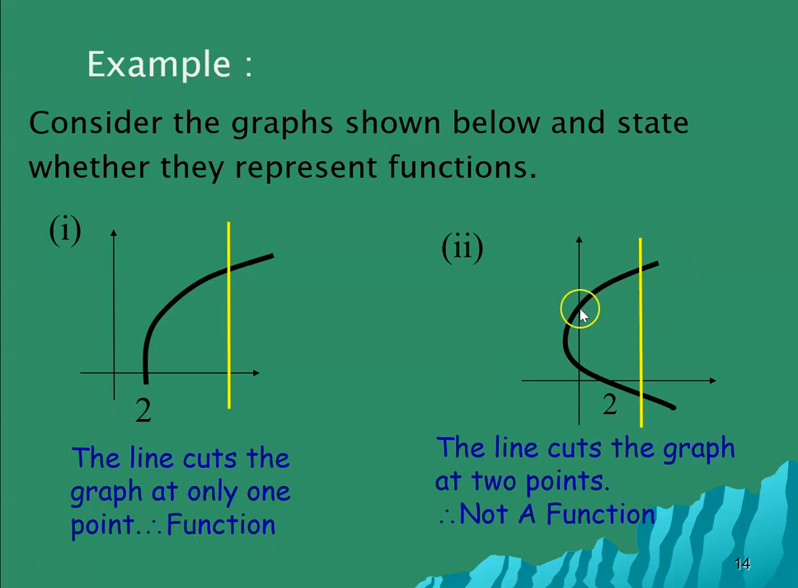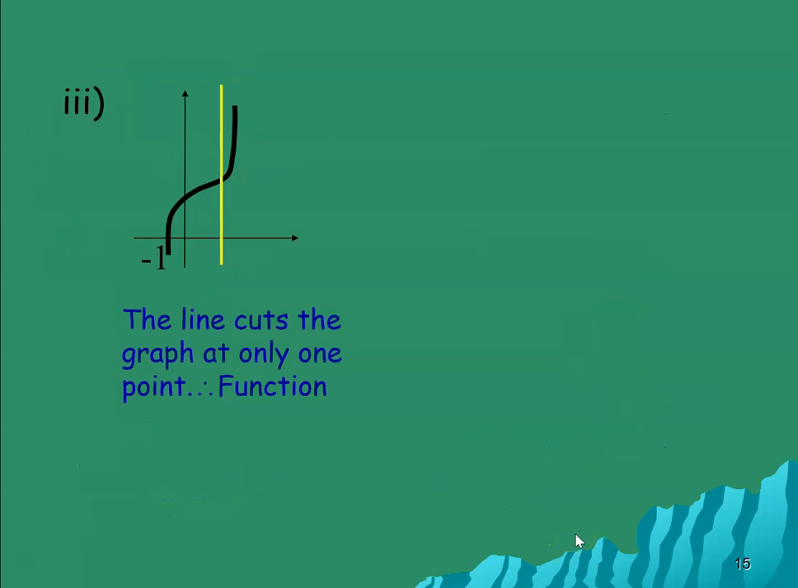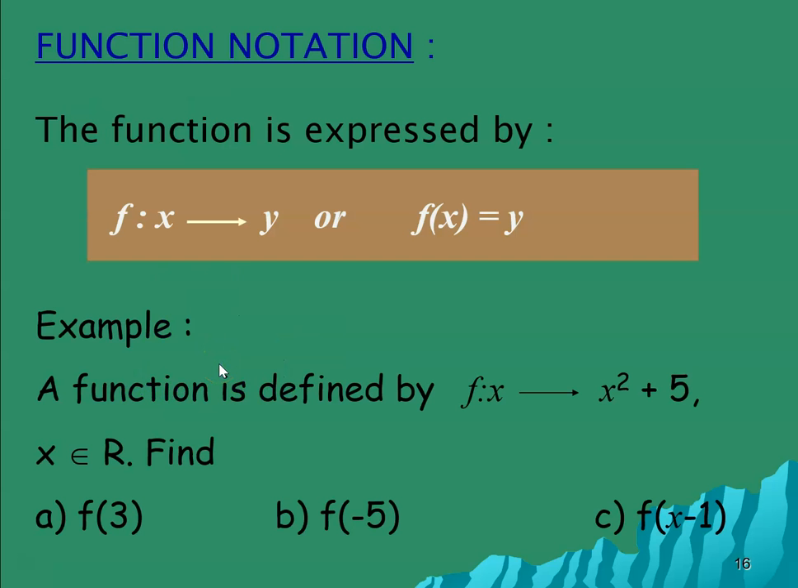But how about this? When you have this type of curve, this straight vertical line cuts through 2 points over here and over here. So this is not a function. And then for this type of graph, similar, it only cuts at 1 point. So this is a function.